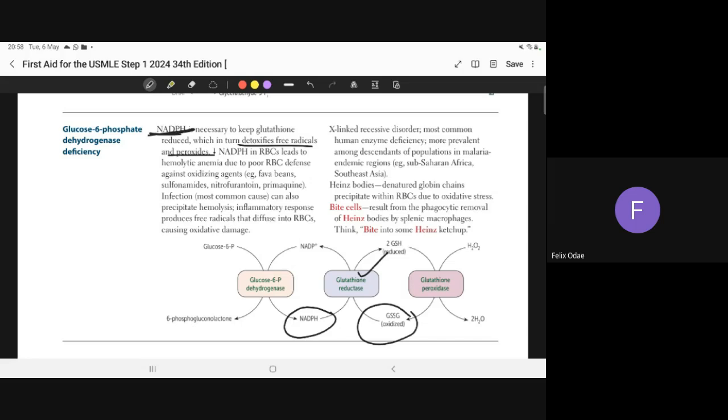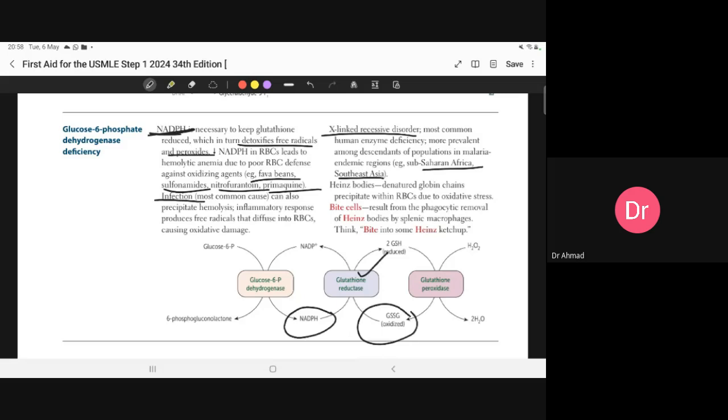Okay, so remember fava beans, sulfonamides, nitrofurantoin, primaquine. These are the ones that are always tested, especially sulfonamides, nitrofurantoin, and primaquine. Infection: you have to always keep in mind that any kind of infection can precipitate G6PD deficiency. This is an X-linked recessive disorder, which means it is most commonly seen in males. And what kind of population is affected? Southeast Asians or Africans.